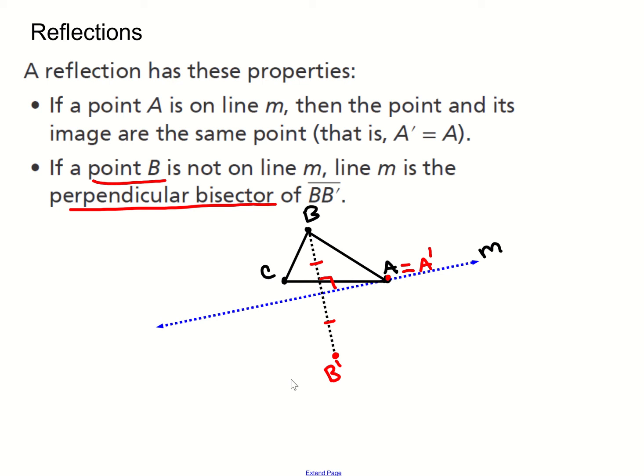So therefore, line M acts as a perpendicular bisector where it crosses at a 90-degree angle and it cuts it in half. And so this is what it means to reflect. And notice it's the same distance on both sides of the mirror.